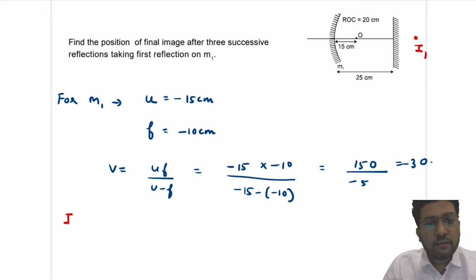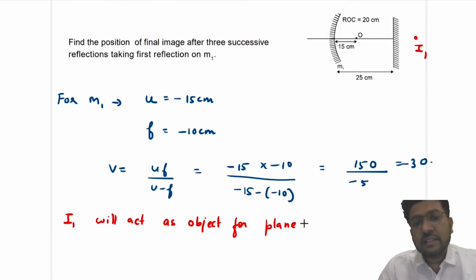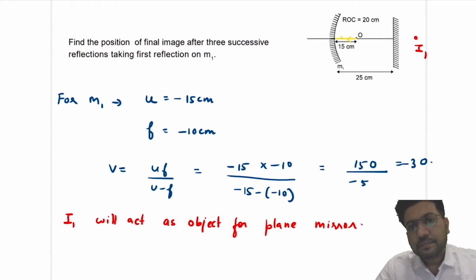Now this I1 will act as object for the plane mirror. I1 is a real image, and it will act as object for the plane mirror. What does that mean? Listen carefully. I'll draw the ray diagram to show you what is happening. From here, one ray, if you draw it like this, will obviously reflect back and retrace its path.